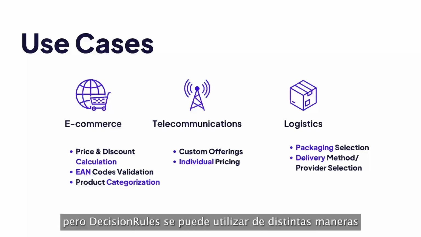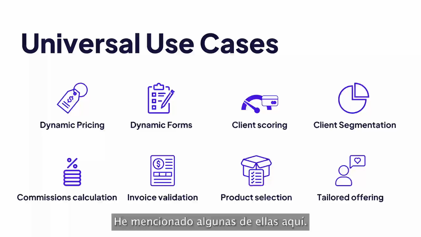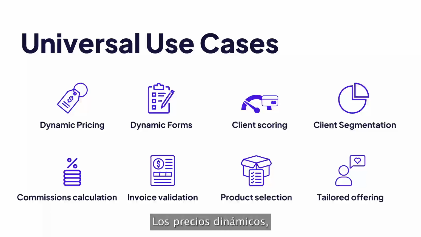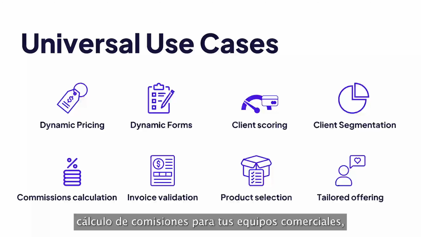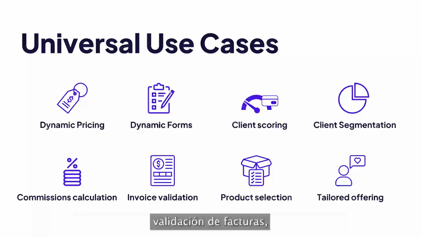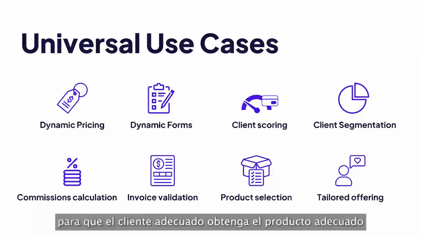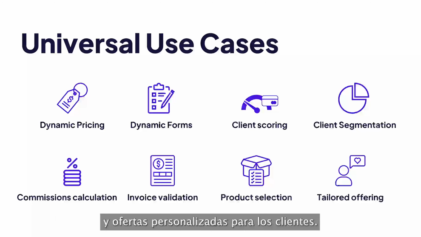The most ways of how we can utilize decision rules are universal, and I have mentioned some of them here: the dynamic pricing, creation of dynamic forms, scoring of the customers and their segmentation, calculation of commissions for your sales teams, validation of invoices, selection of products so the right client gets a right product, and tailored offerings for customers.